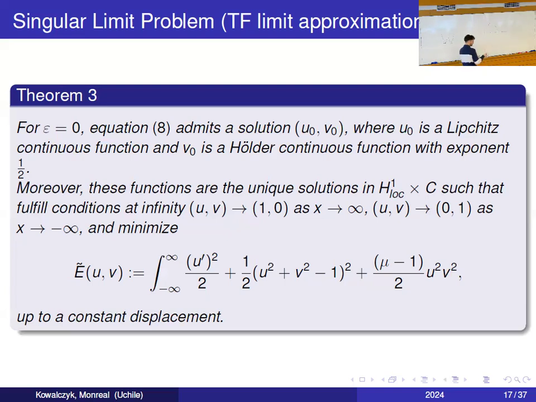So now what we are going to do is to take the solutions that we have with epsilon and show that they converge to a function that minimizes this functional and fulfills the condition at infinity, and so must be a displacement of u0, v0. So we will have the convergence that connects both of the solutions. Okay.